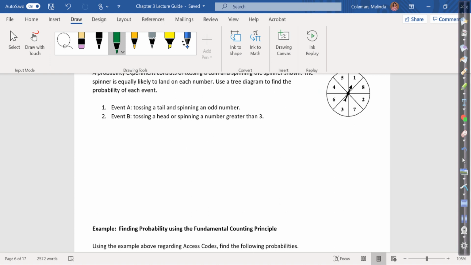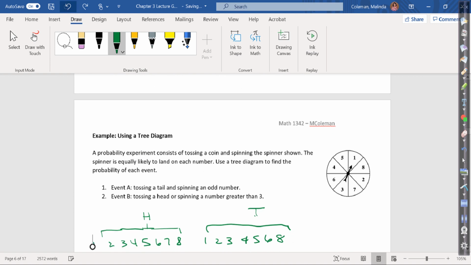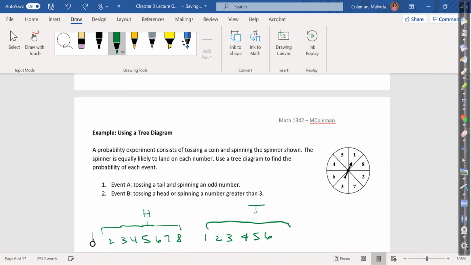So let's get our tree diagram going first. So we have heads and we have tails. From that heads or tails, we have the numbers 1 through 8: 1, 2, 3, 4, 5, 6, 7, 8. Likewise for tails, 1, 2, 3, 4, 5, 6, 7, 8.